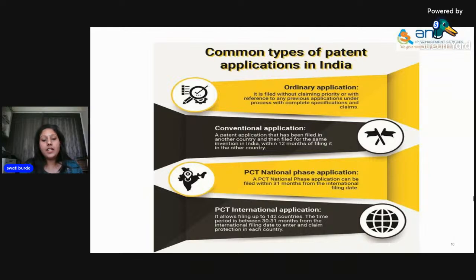Then the last is PCT international application. It is the PCT application, a common application, which is filed through WIPO. It protects a priority in multiple countries, all the countries which are registered with WIPO. It doesn't give any protection itself, but it is just a route to get a time extension of 30 to 31 months to enter any international country. Plus, the PCT also gives a written opinion on the patentability of your invention.